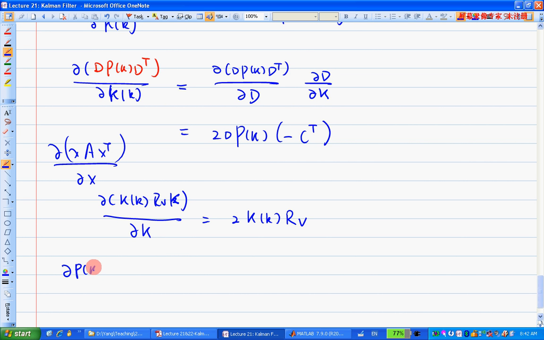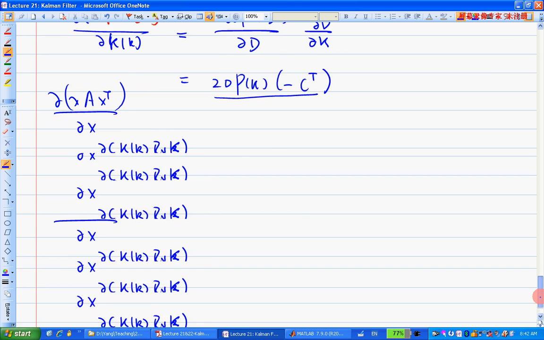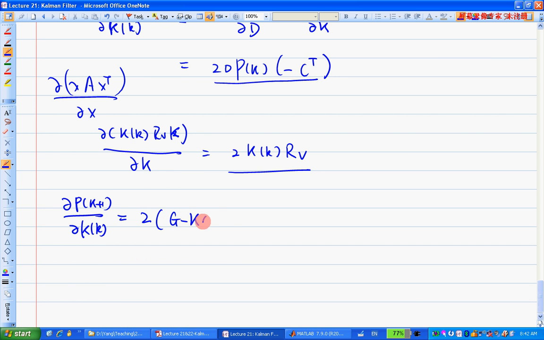So, partial P of k plus 1 over partial K gives us, what does it give us? It gives us this guy plus this guy. And the d back is G minus KC, and then P of k. Yeah, that's right. And then there's a negative here, C transpose, like this, and plus 2 capital K, small k, and RV. Okay, RV is the covariance matrix for the sensor noise, or the output, right? Yeah.